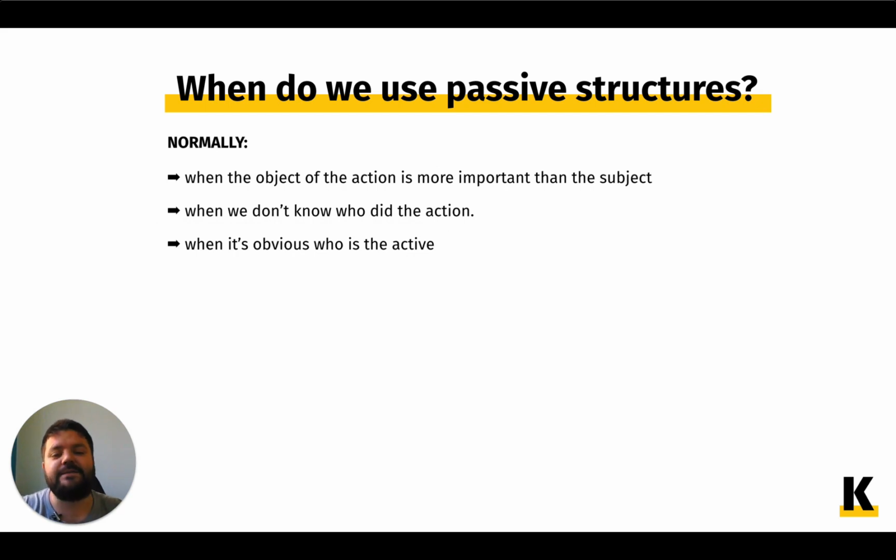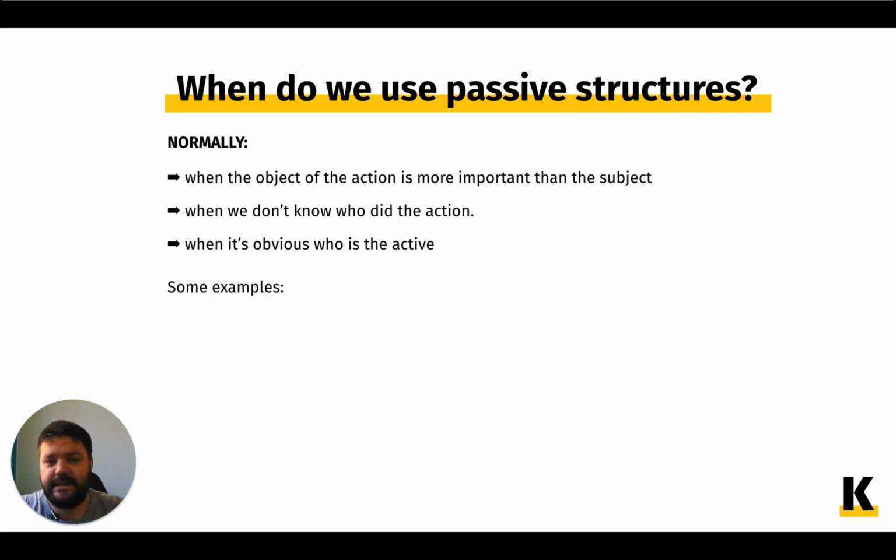Also, we use the passive structure when it's obvious who is the active subject. For example, if we talk about a house that was painted, okay, the house was painted in white, it's obvious that it was a painter who painted the house, right? So you don't need to say the house was painted by the painter. We would just omit the agent there. Or it would be quite silly to say the painters painted the house yesterday, right?